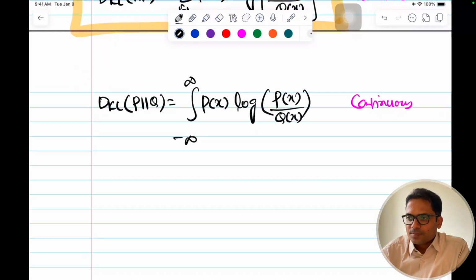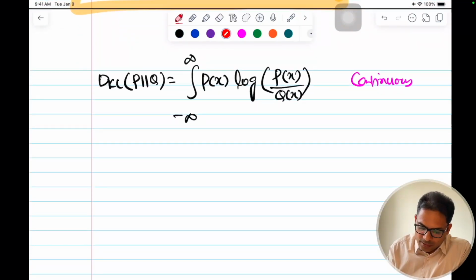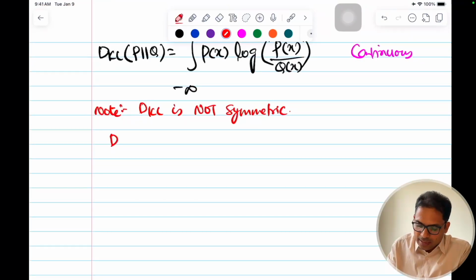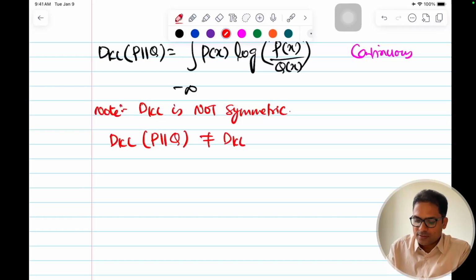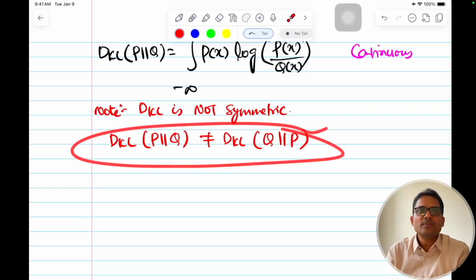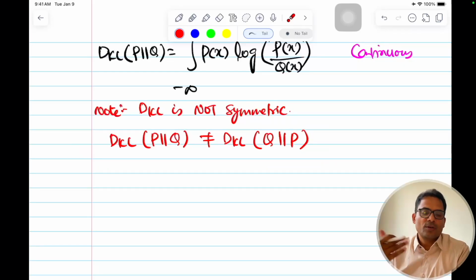Let's do a simple example. But first, there is a note: KL divergence is not symmetric. What do I mean by that? It means that the KL divergence of P when I measure it using Q is not equal to the KL divergence of Q when I measure it using P. So this is not symmetric. This is one of the drawbacks. Because of that, we will study Jensen-Shannon divergence after this.